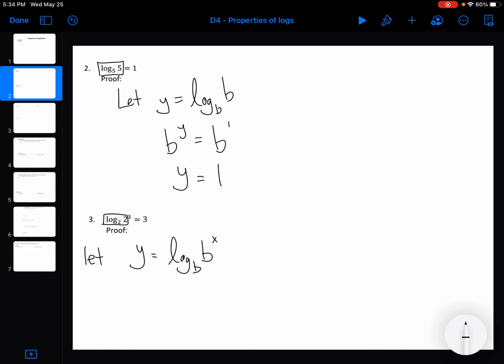Rewriting this, we've got b to the y equals b to the x. And the only way for this to be true is if y equals x. So whenever we've got the log of itself, where the base is the same as what we're taking the log of, but there's an exponent there, the answer is always the exponent. It always has to be equal to that exponent because that's just the property of logs. A logarithm is just an exponent.